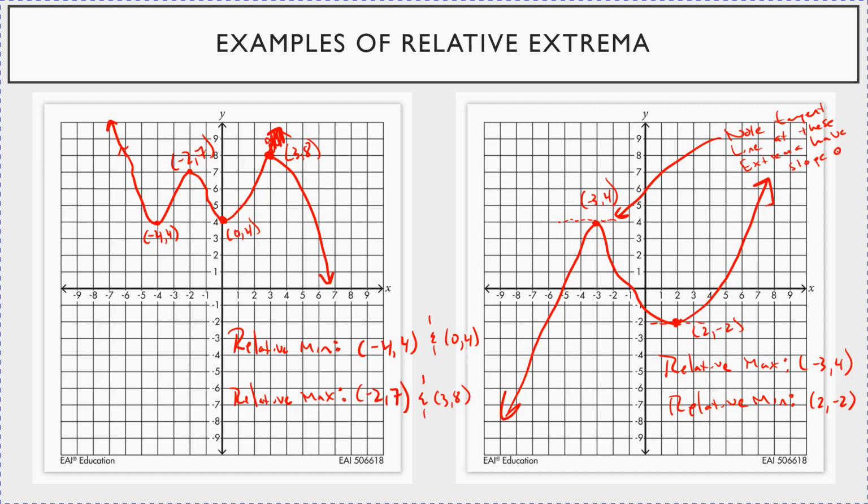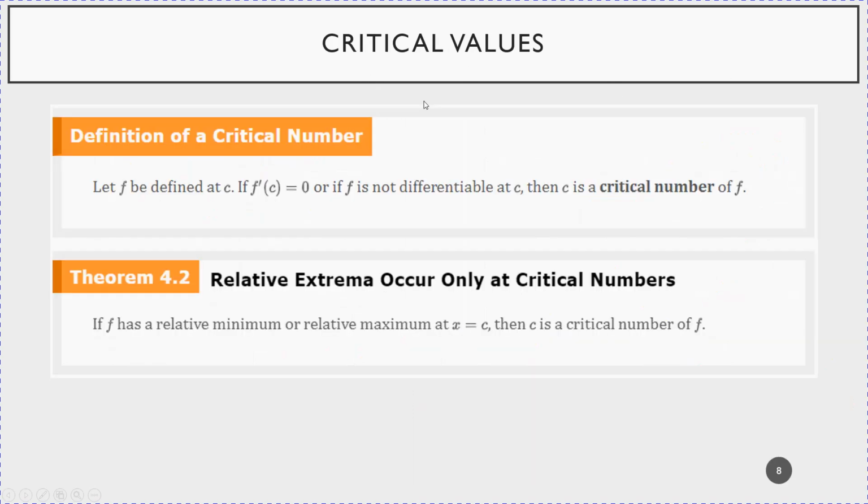Well, what gives the slope of the tangent line? It's the derivative. So you can find these by looking where the derivative is equal to 0. And that brings us to what we call critical values or critical numbers. I'll interchange those words, but they mean the same thing. So the definition of a critical number here.